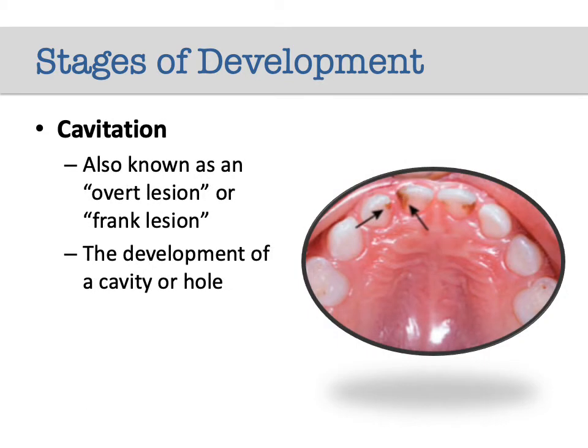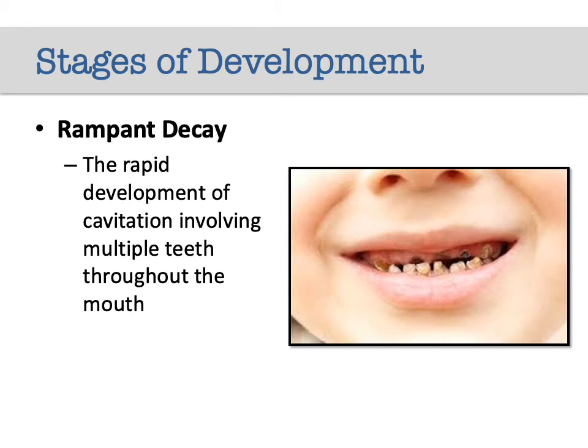If an incipient cavity is not remineralized, the next step in the stage of development is cavitation. This is also known as an overt lesion or frank lesion, and this is the development of a cavity or a hole in the tooth. If the cavitation stage is not repaired with a filling, rampant decay is the next stage.